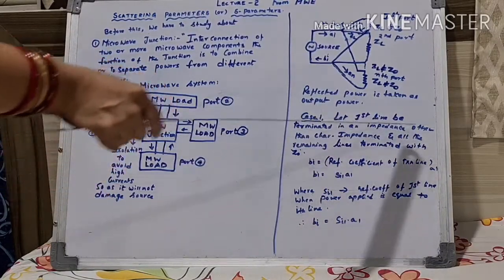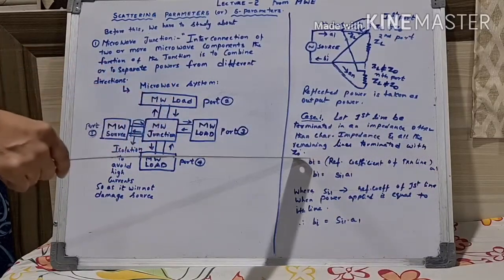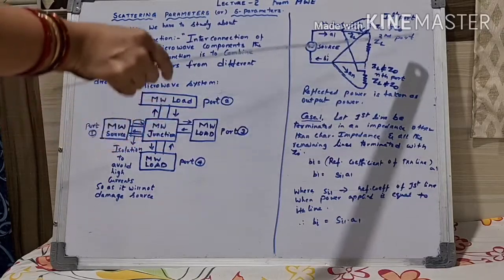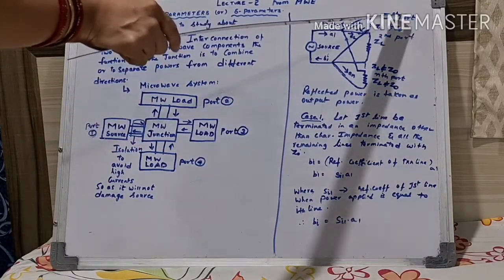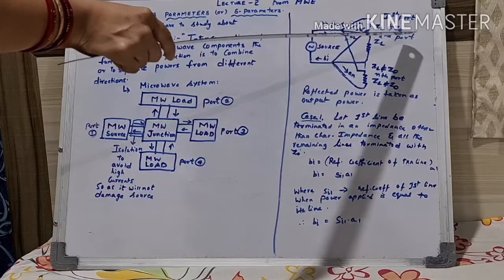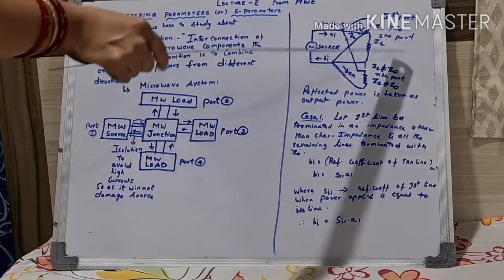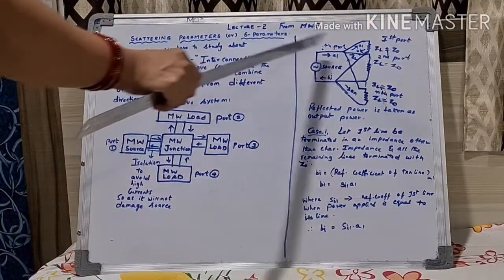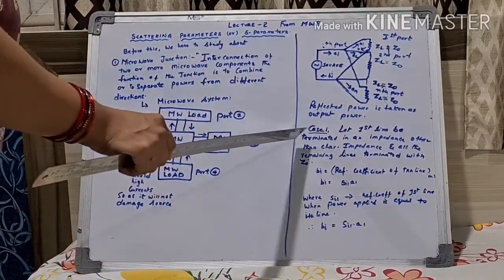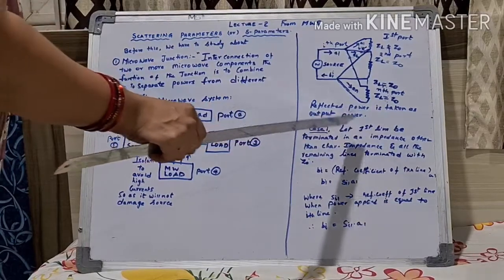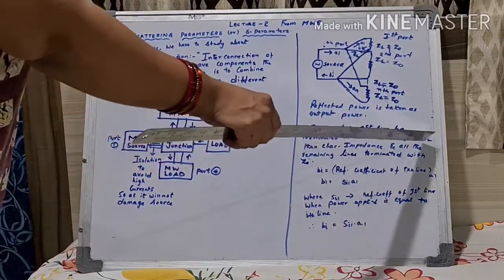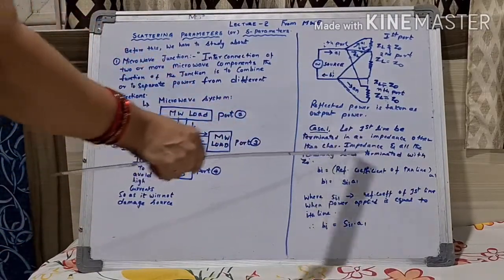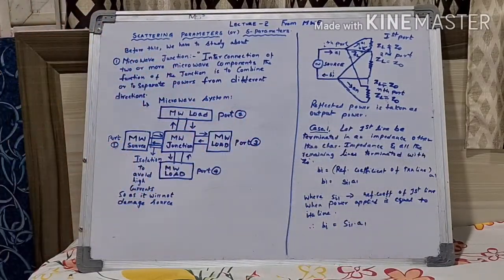All the remaining lines are terminated with Z0. For the first line, ZL is not equal to Z0. So case 1 is taken as: the first line is terminated in an impedance other than the characteristic impedance, and all the remaining lines are terminated with Z0.